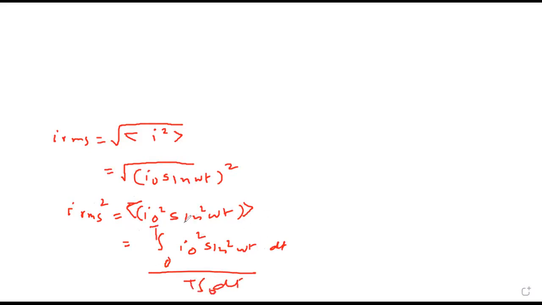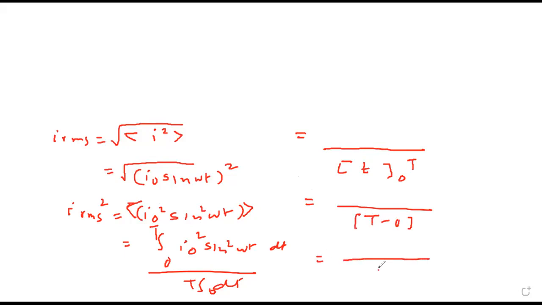This is very important stuff. Whenever you are taking the average of any periodic term, you have to divide by the time interval. The denominator is simple: integration of dt from 0 to T, that means it is T minus 0.